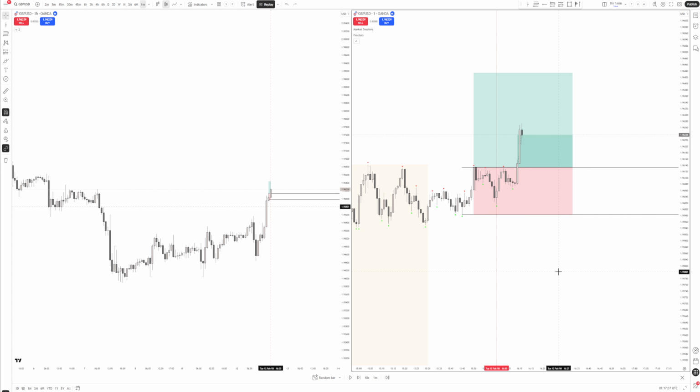Okay, there you go. We are in the trade. Let's get it to 1 and then move to break even.